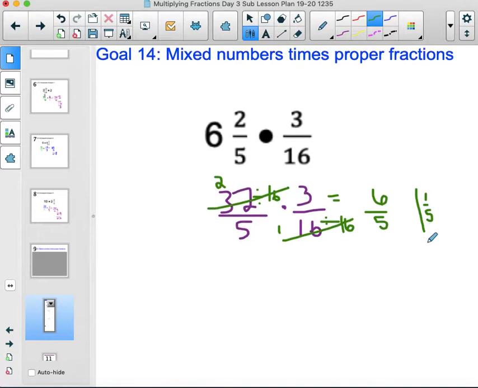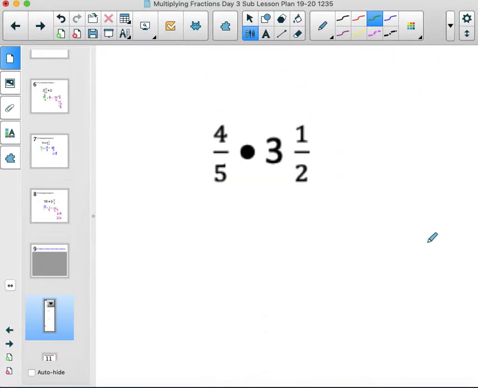All right, next problem. Why don't you try this one? 4/5 times 3 1/2. When you are done, unpause the video. All right, we're going to keep our first fraction, which is 4/5. We're going to times it by the improper fraction. 2 times 3 is 6, plus 1 is 7 over 2.